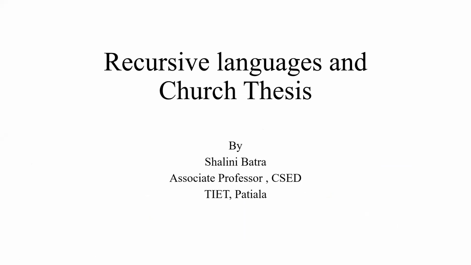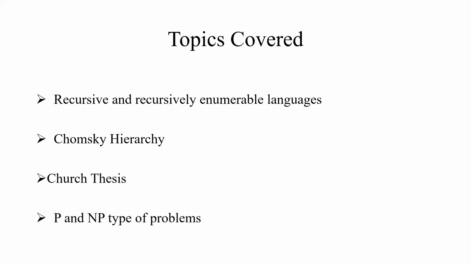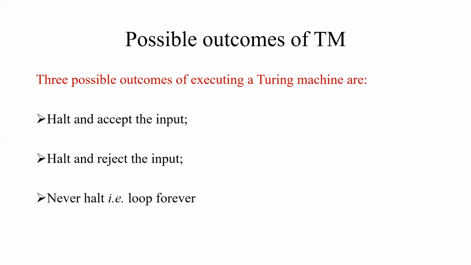Now I'll be discussing the next theory component of Turing machines, which will cover the following topics. One is recursive and recursively enumerable languages. Next is Chomsky hierarchy. Third is Church thesis, and fourth is P and NP type of problems. As far as recursive and recursively enumerable languages are concerned, they are connected with Turing machines.